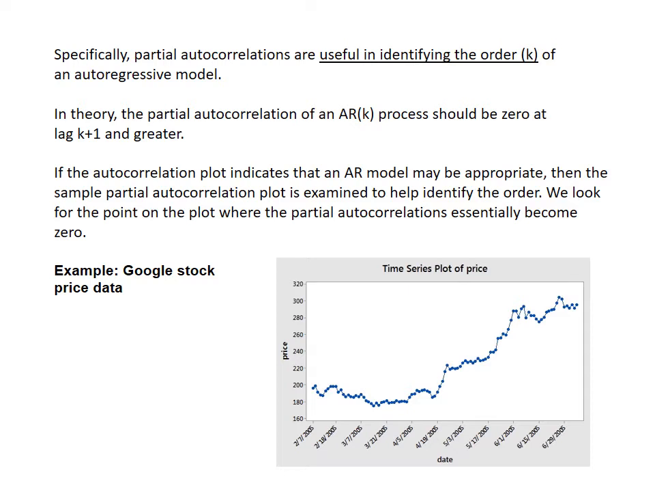And so here's an example of Google price data, and clearly there's autocorrelation here, right? This is a process that has quite a bit of memory in it. When it's high, it stays high for a while. When it's low, it stays low for a while.